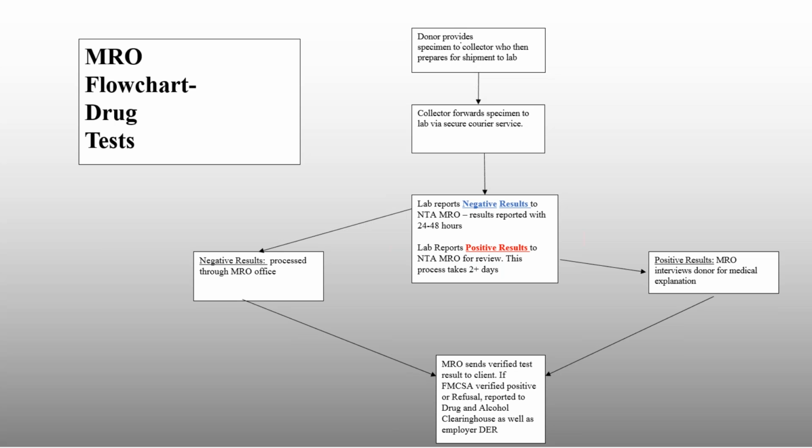And then, of course, refusals are going to be reported to the DER. Those have to be reported to the Clearinghouse as well. All other DOT agencies do not have a clearinghouse. The MRO doesn't report anything into the Clearinghouse other than FMCSA. So it gives you a nice flow chart that you can review here. And, of course, this PowerPoint is available if anyone would want it.